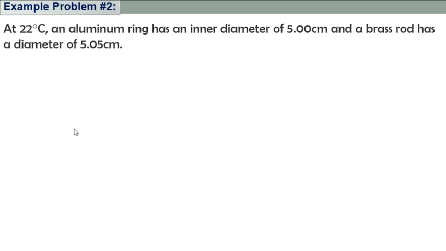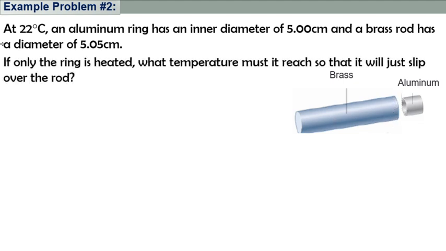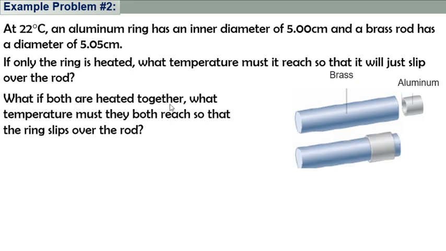Example problem number 2. At 22 degrees Celsius, an aluminum ring has an inner diameter of 5.00 cm and a brass rod has a diameter of 5.05 cm. So this is our illustration, the aluminum ring, which has a smaller inner diameter compared to our brass rod. If only the ring is heated, what temperature must it reach so that it will just slip over the rod? The second question is, what if both are heated together? What temperature must they both reach so that the ring slips over the rod?